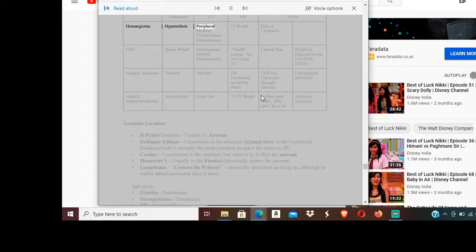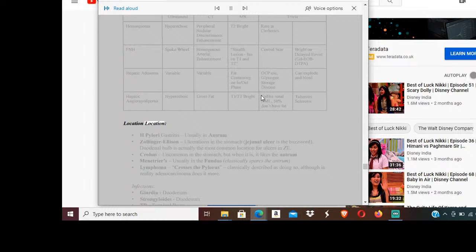Hemangioma: hyperechoic, peripheral nodular discontinuous enhancement. FNH: spoke wheel, homogeneous arterial enhancement. Hepatic adenoma: variable. Hepatic angiomyolipoma: hyperechoic, gross fat.